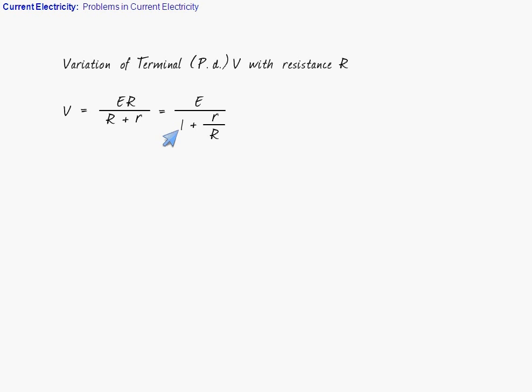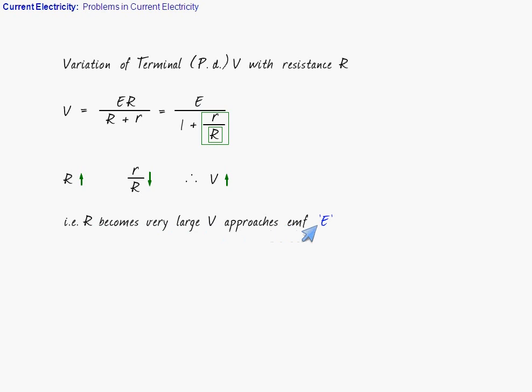Now notice one thing, that from this expression as R increases, r by R decreases, therefore V increases. But when R becomes very large, V approaches the maximum E. It cannot increase infinitely. So again, repeating, as R increases, r by R decreases, therefore V increases. That is, when R becomes very large, V approaches EMF E.